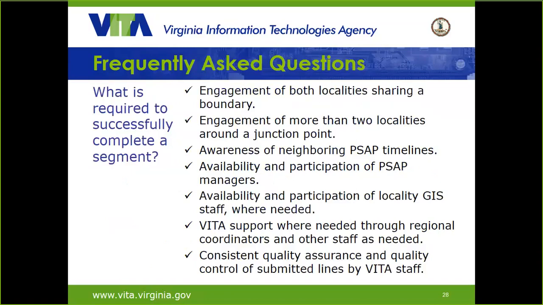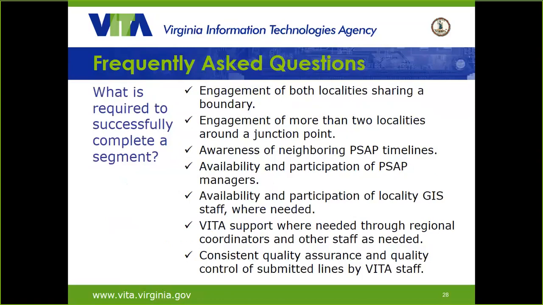You need engagement of both localities around that boundary. You need engagement of all the localities that share a junction point if it changes. You need awareness of your own and your neighboring PSAP timelines for deployment. You need availability and participation and engagement of PSAP managers, both localities. You need availability and participation of locality GIS staff. If you need them to help, you know, that's where needed.